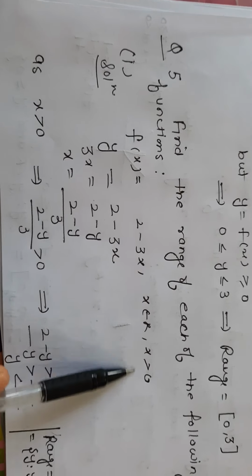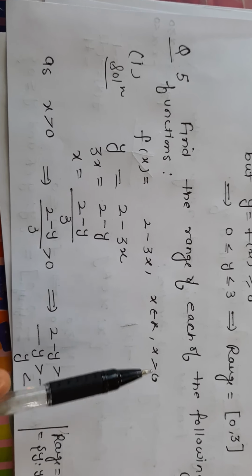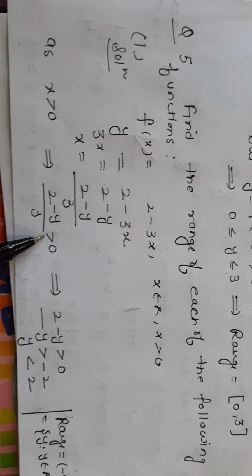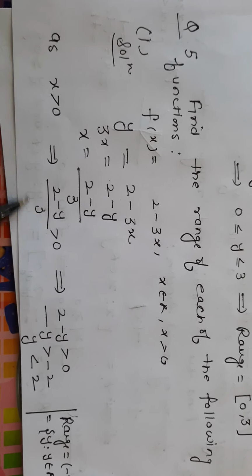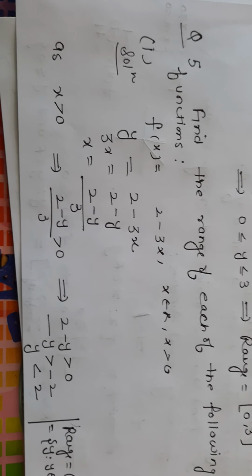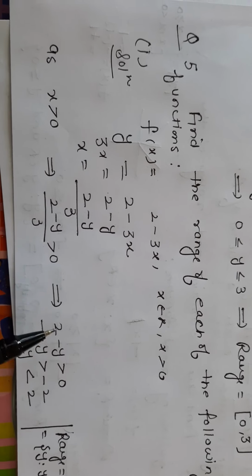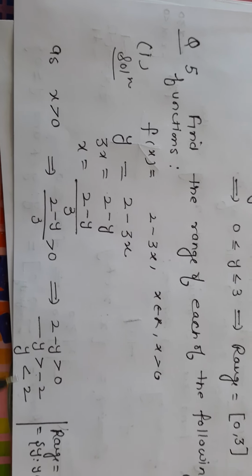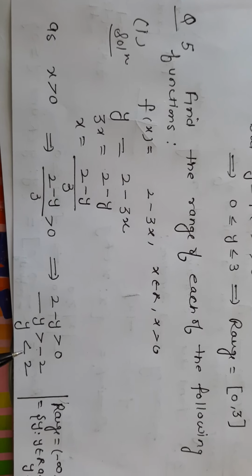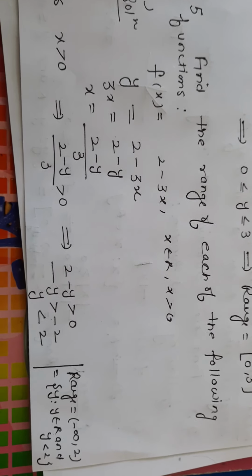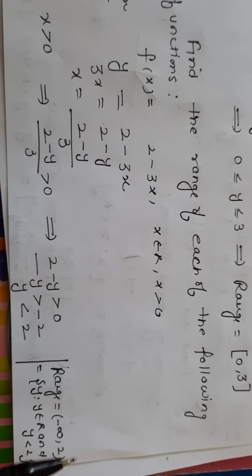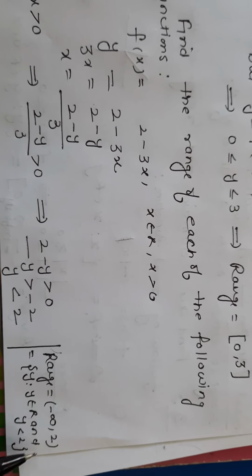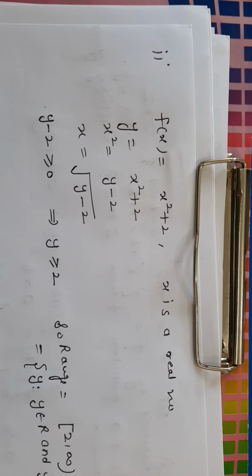In the question, we are given x is greater than 0. So that means this (2 minus y) upon 3 is also greater than 0. So multiply by 3. 3 is a positive number, so the sign of inequality will remain the same. So 2 minus y greater than 0, minus y greater than minus 2, multiply by negative sign, y will be less than 2. So range in the interval form is minus infinity to 2, or in set builder form, set of those y where y belongs to real and y less than 2.